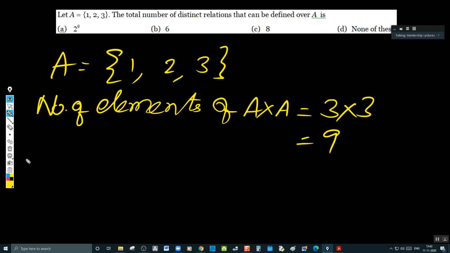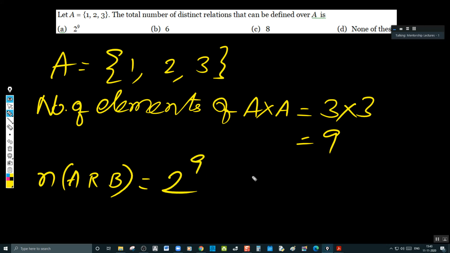Therefore, the number of relations from A to B, like this I'm writing, is nothing but 2 power 9. Just now we have seen the formula 2 power mn. What is m here? m is 3 and n is also 3. So the number of different relations from A to B is equal to 2 power 9.